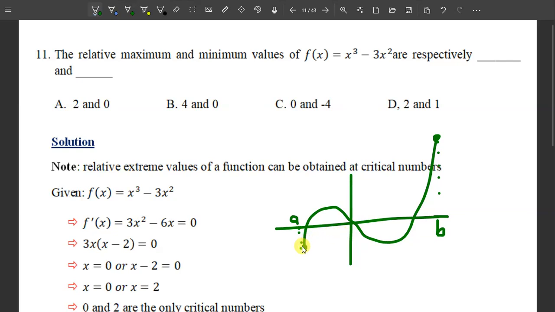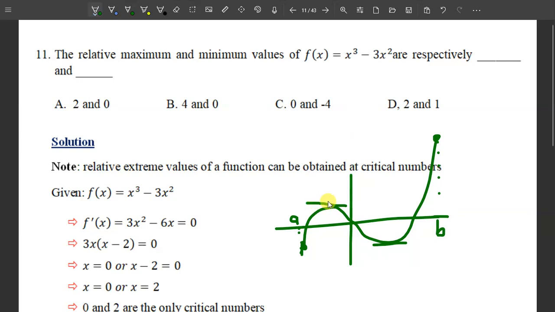But the maximum point here, and the minimum point here in the interval a up to b, are said to be relative maximum or relative minimum. The ones in between a and b are said to be relative maximum or relative minimum. Sometimes we call them local maximum and local minimum. That is the concept of relative extrema.